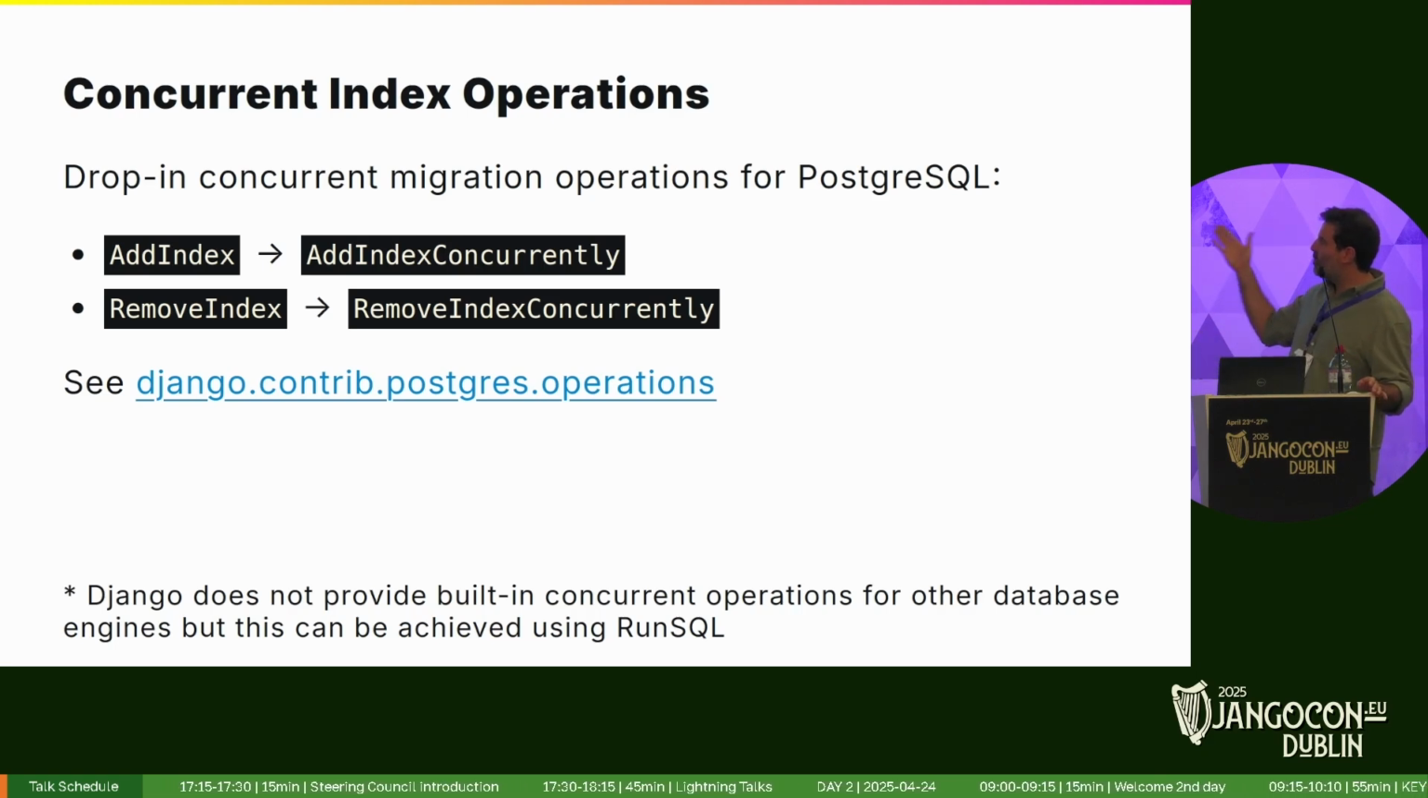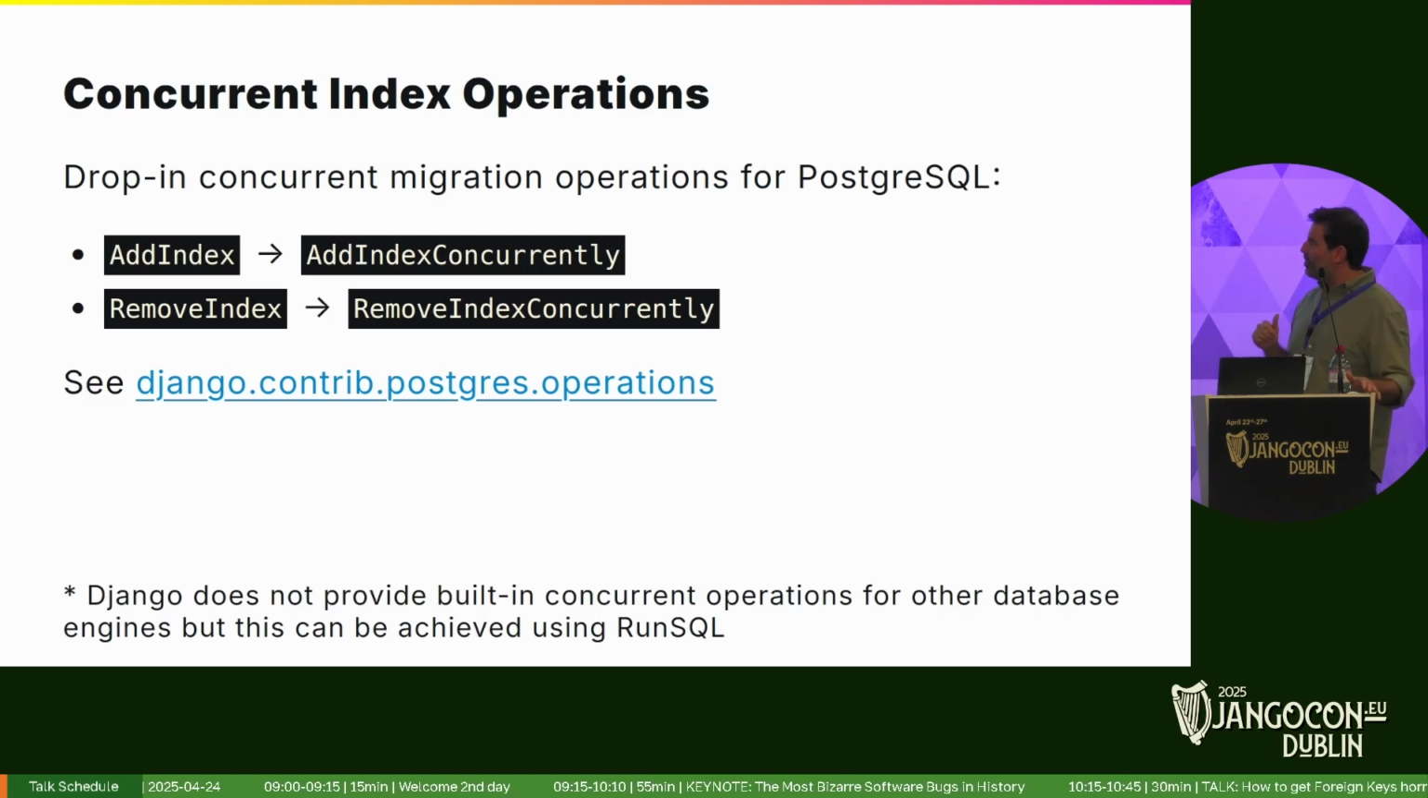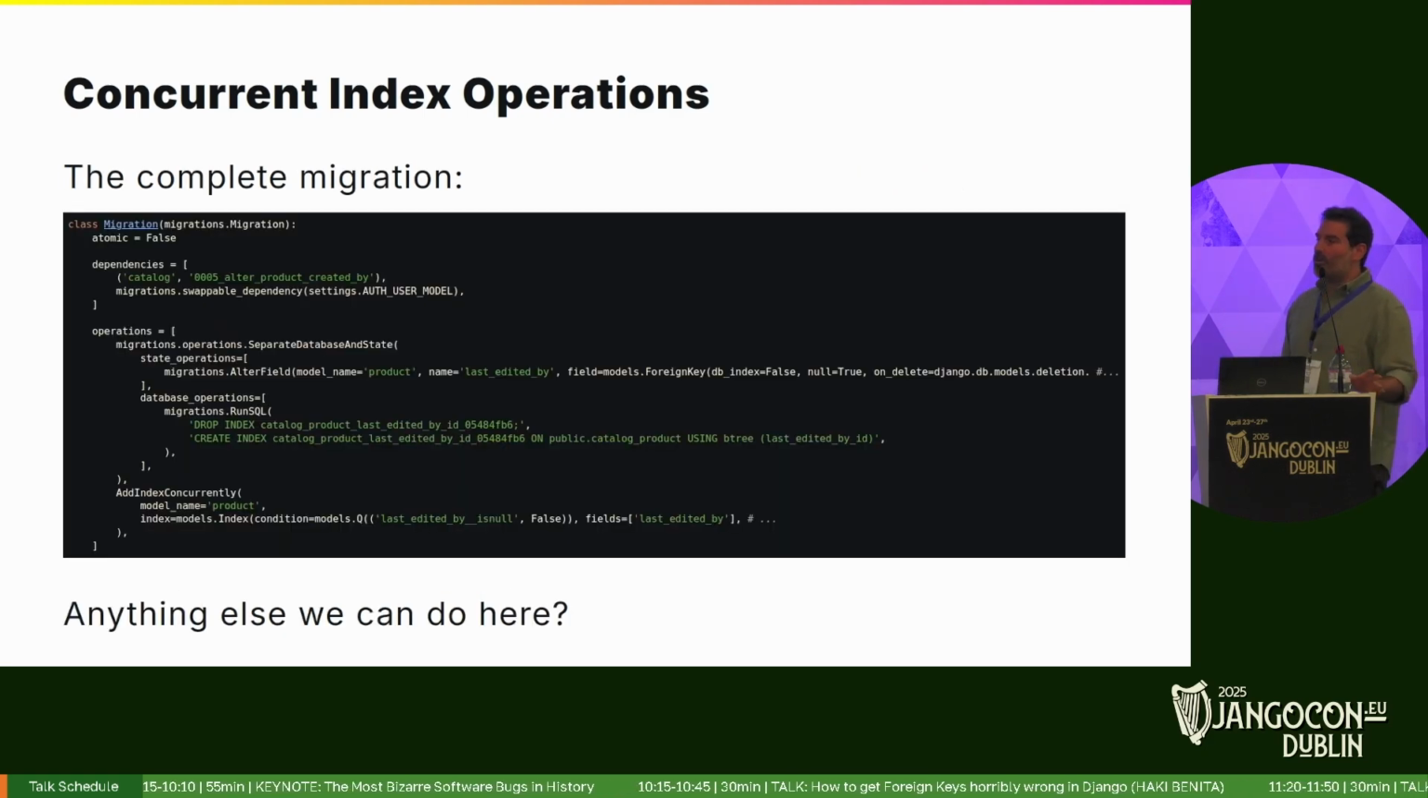So if you try to remove index concurrently on the other index, Django would tell you, I don't know this index, okay? Because it wasn't created in indexes. But this time, I can actually use add and remove index concurrently, okay? So this is our complete migration.